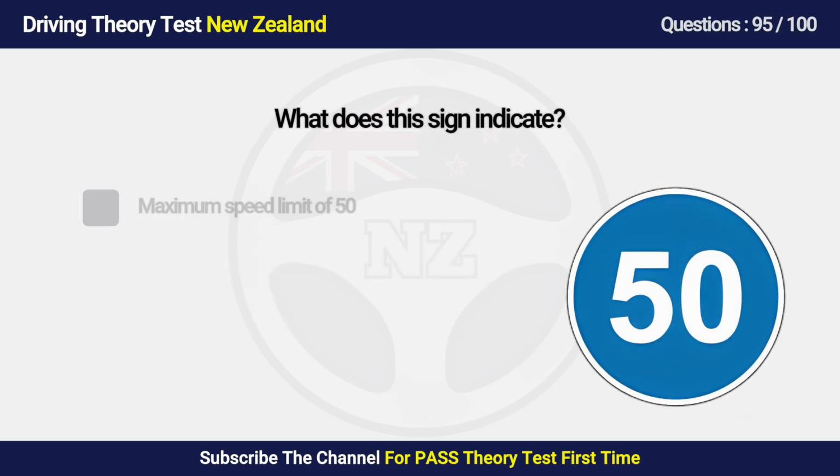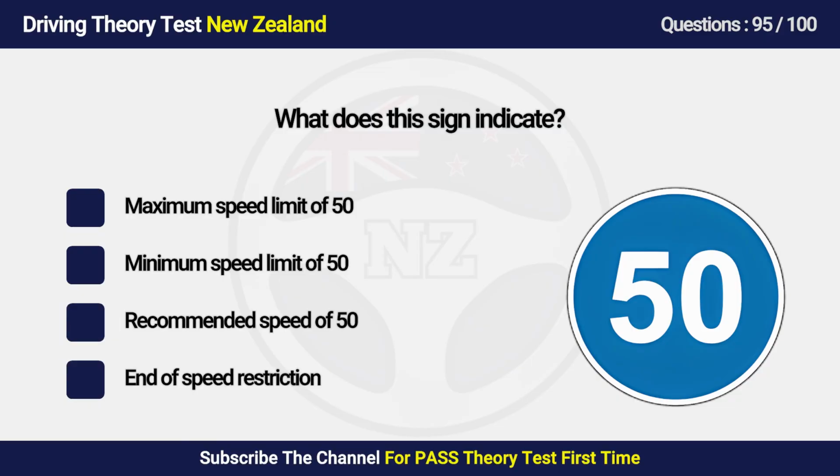Question 95. What does this sign indicate? A. Maximum speed limit of 50. B. Minimum speed limit of 50. C. Recommended speed of 50. D. End of speed restriction.